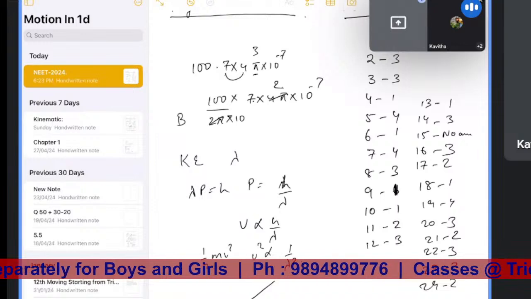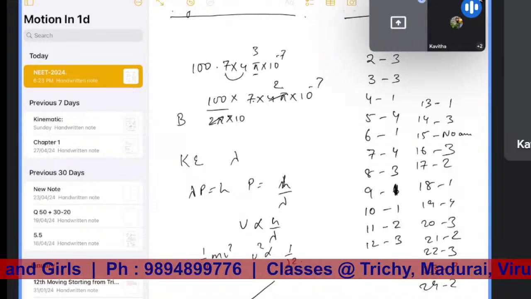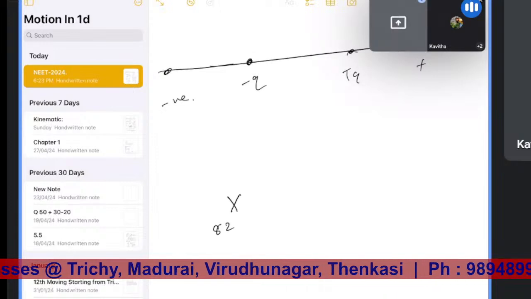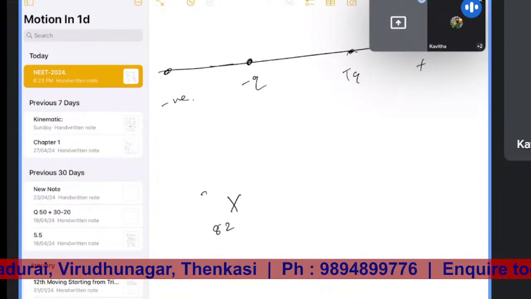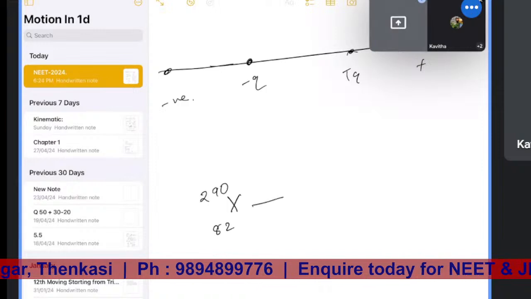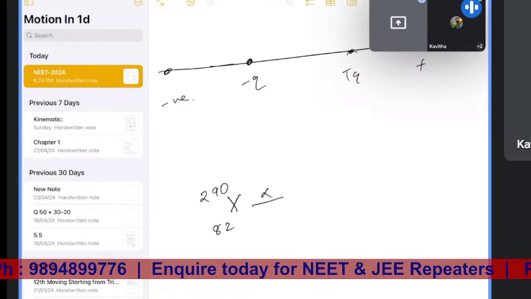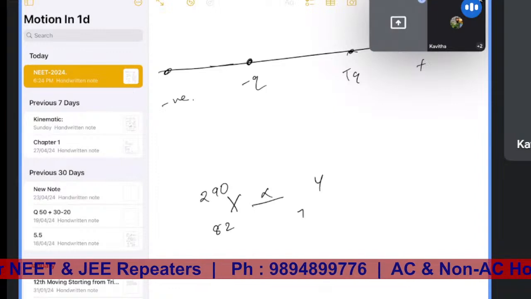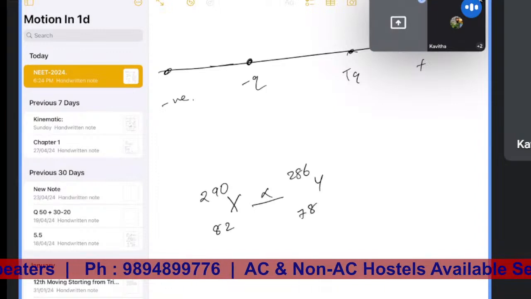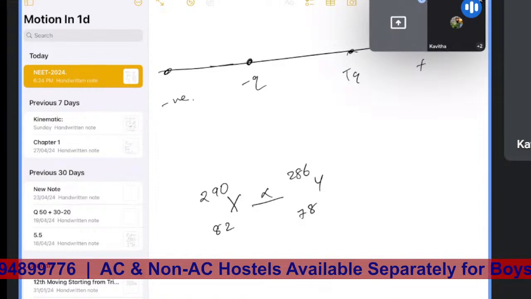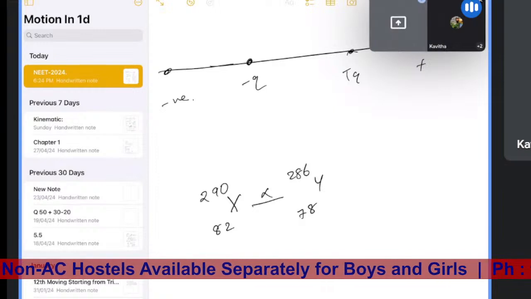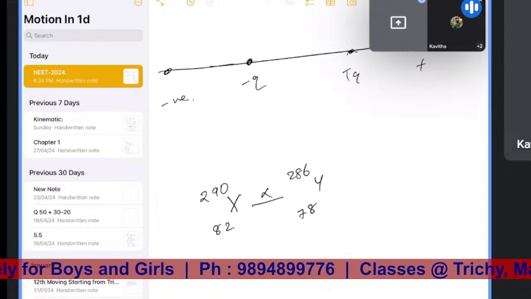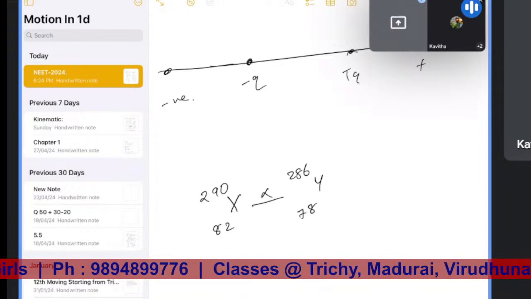Question number 21 I thought was a good question. You have some element X having atomic number 82 and mass number they have shown is 290. It is releasing an alpha particle. If it releases an alpha particle, it will become some Y, with 78 and 286. Now after that it is releasing a positron. If it is releasing a positron, necessarily a proton has got converted into a neutron.